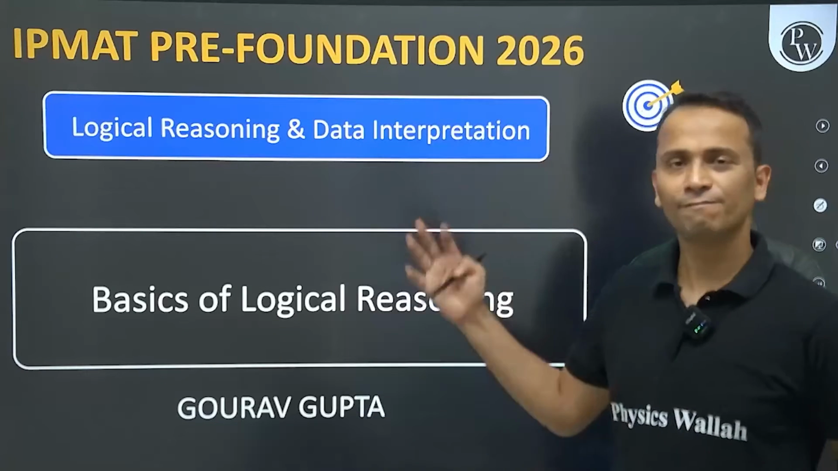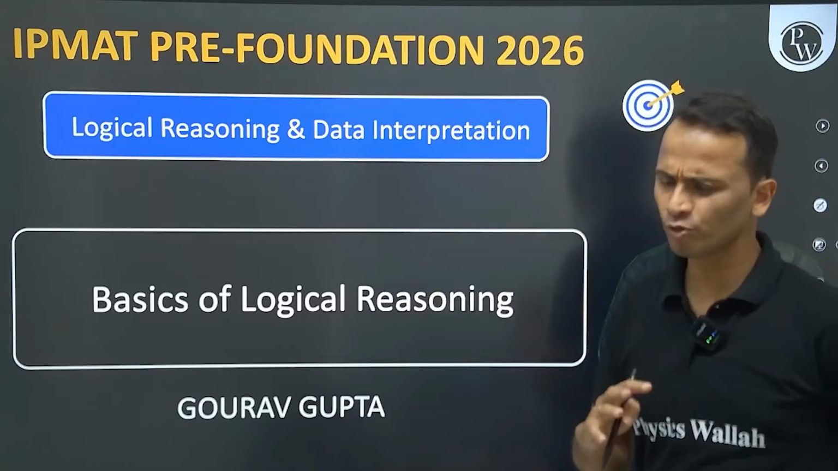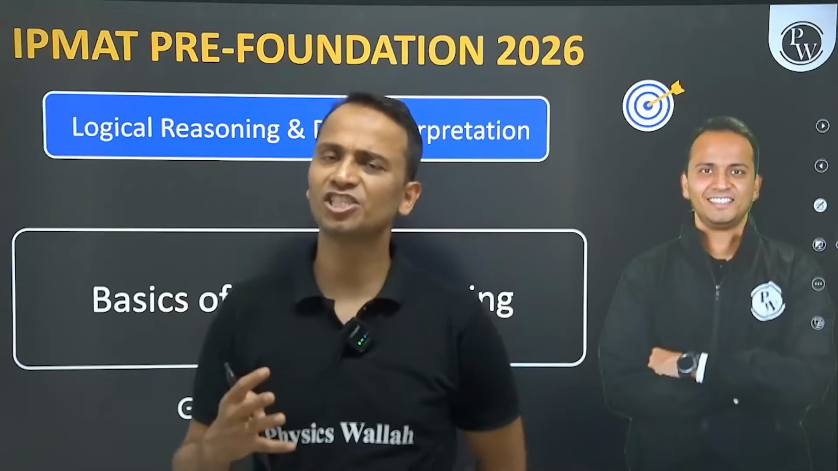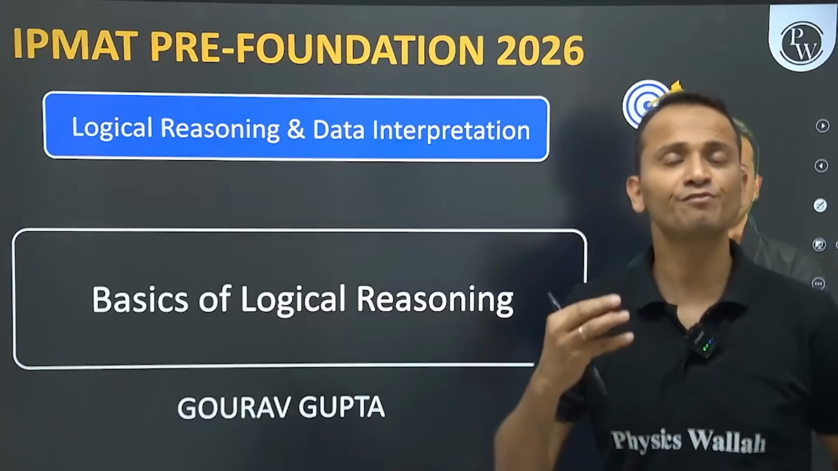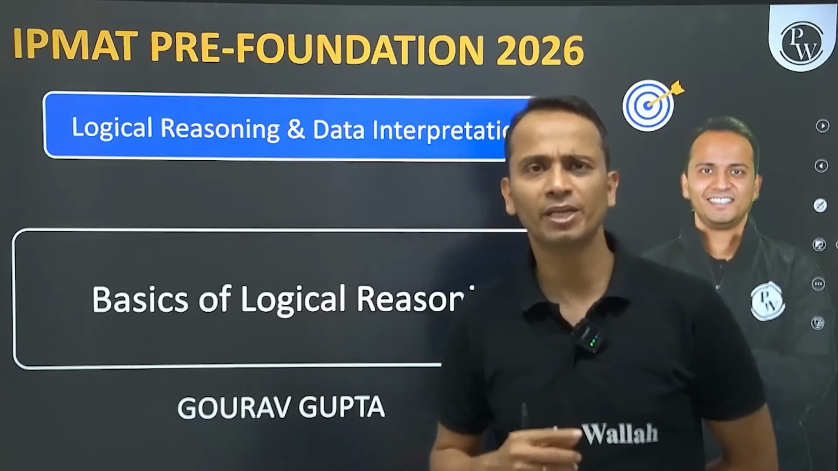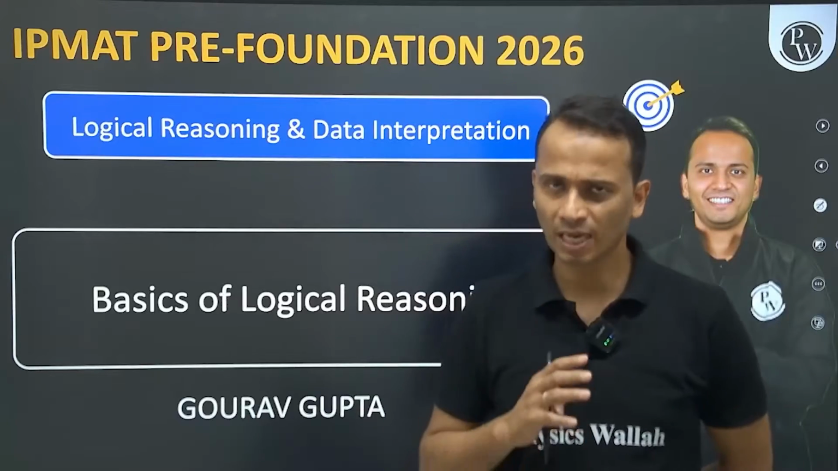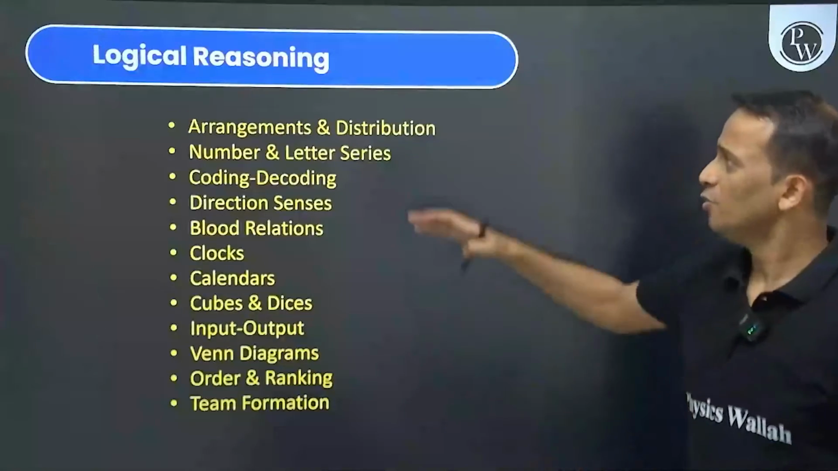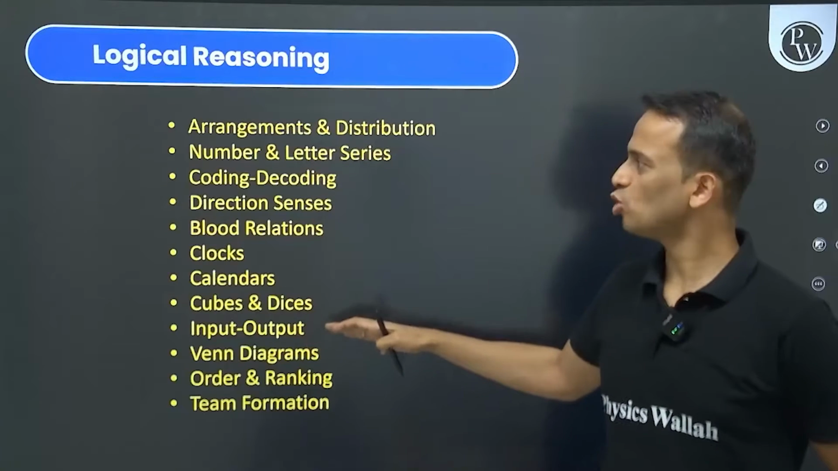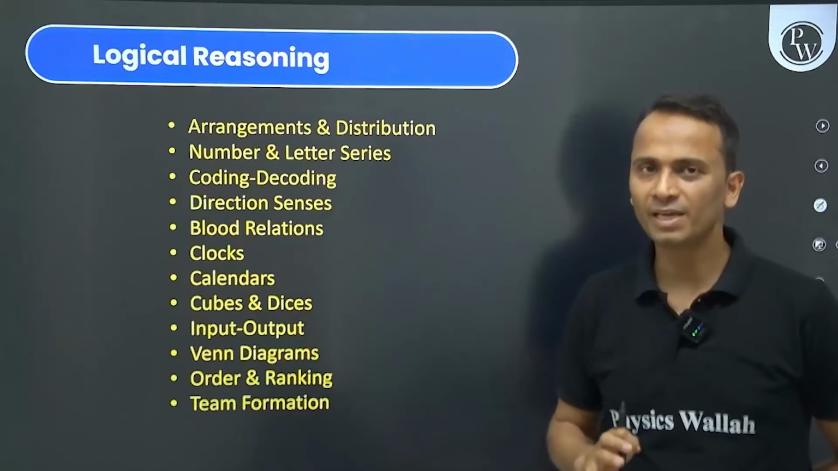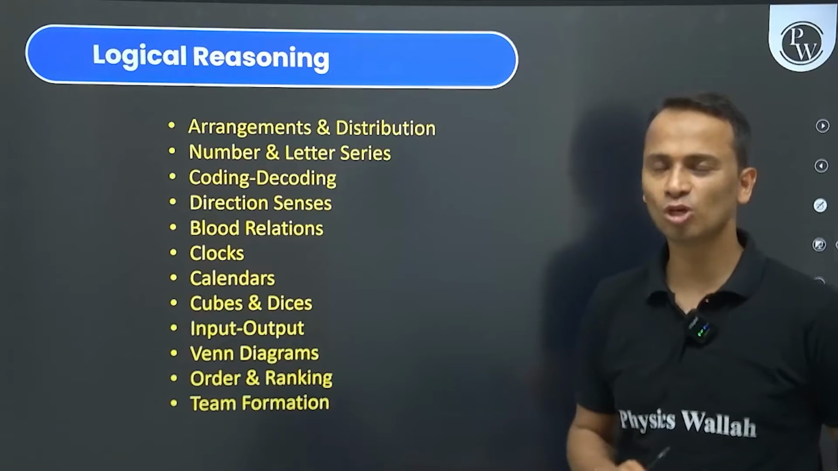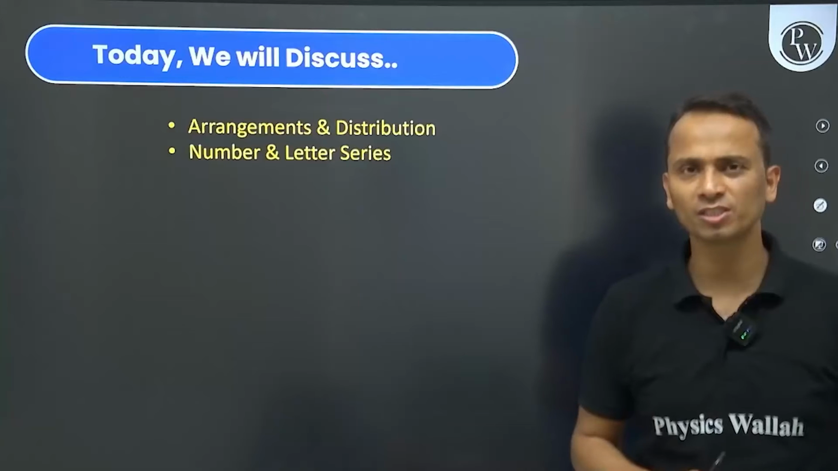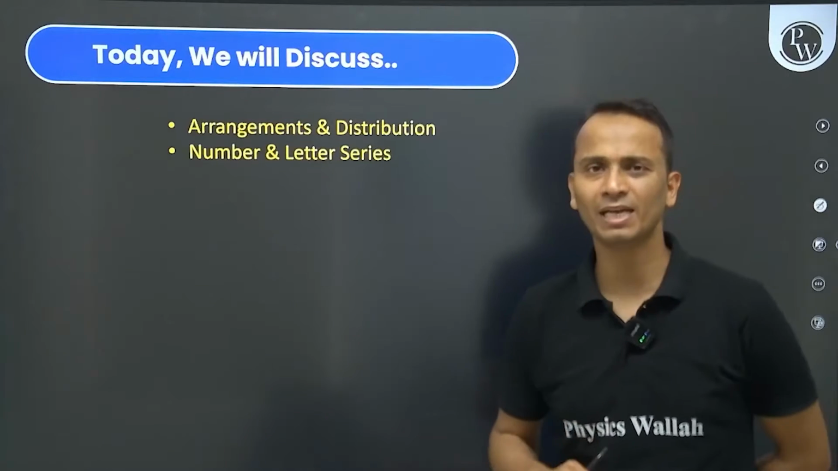Okay, so friends, the first session all of you must have seen, जहाँ पे मैंने आपको orientation दिया था about different topics, different type of questions, different areas and the different examinations that you'll have to deal with. Now in today's lecture we are going to take on the first 2 topics of this very big list of the topics from logical reasoning. So let's select the 2 topics, arrangements and distributions, and number and letter series.